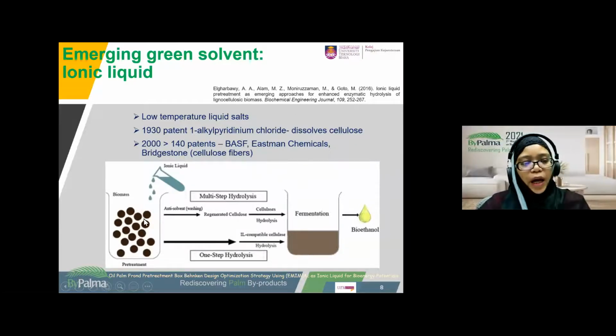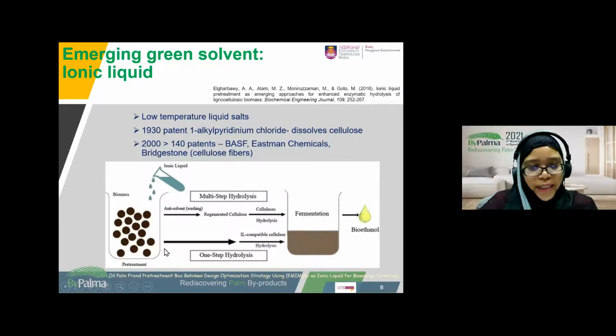It says that the pretreated biomass with the ionic liquid, as an emerging green solvent, is capable of producing bioethanol. There are two kinds of hydrolysis that could be ventured: either the multi-step hydrolysis or the one-step hydrolysis. With the multi-step, we need to go through a washing step to regenerate the cellulose before the hydrolysis process to produce glucose, and ferment the glucose to produce bioethanol.